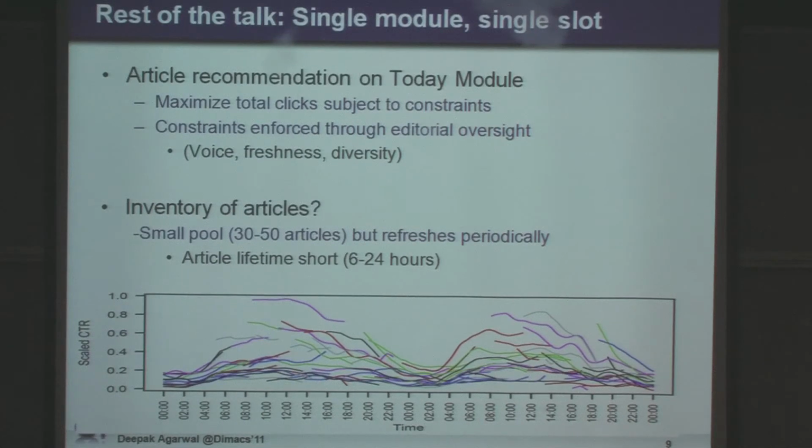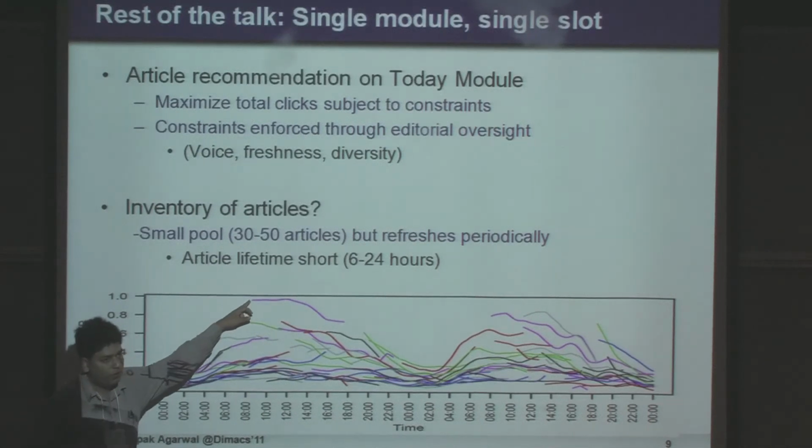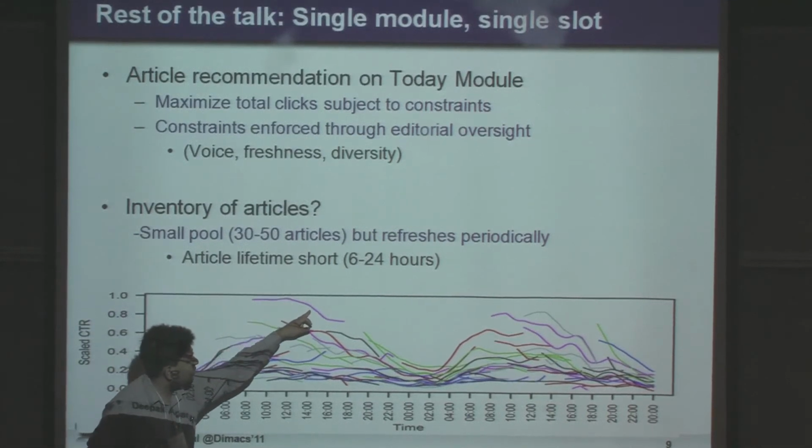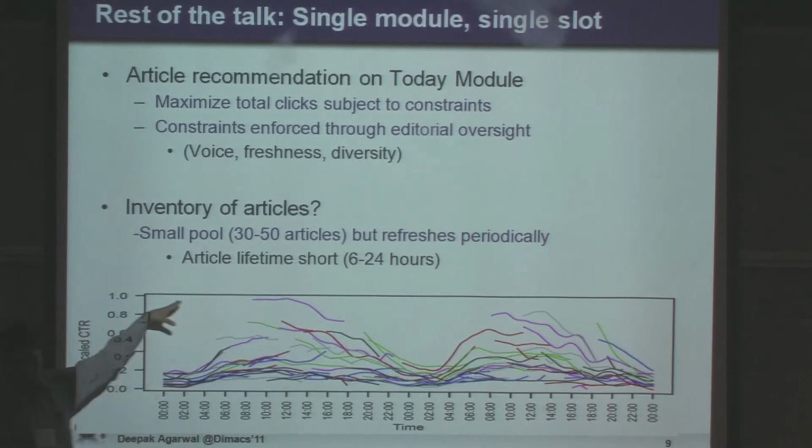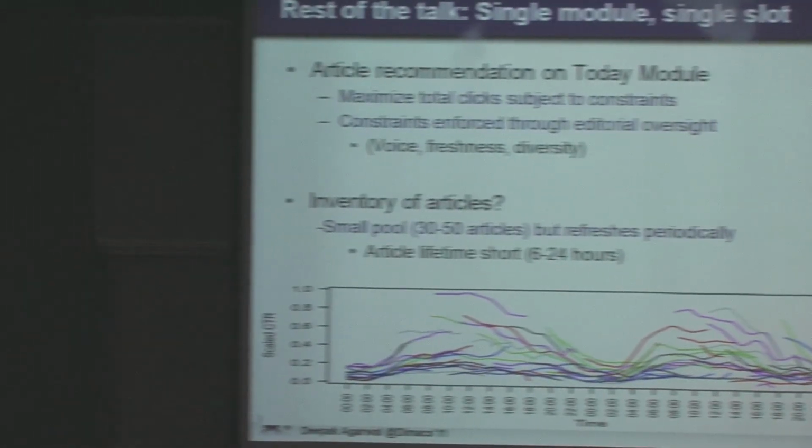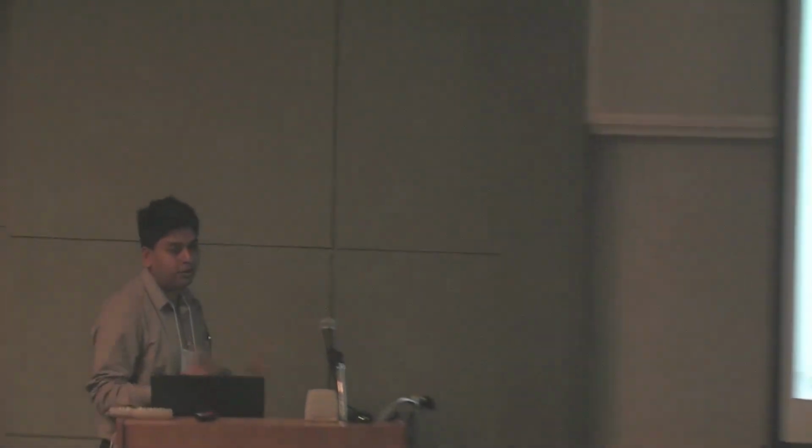So for instance, this curve here, this article was programmed here, and this was the overall CTR of this article, and then it got taken out from the pool. So that's what the data looks like. Short lifetime, small inventory, but it refreshes periodically.